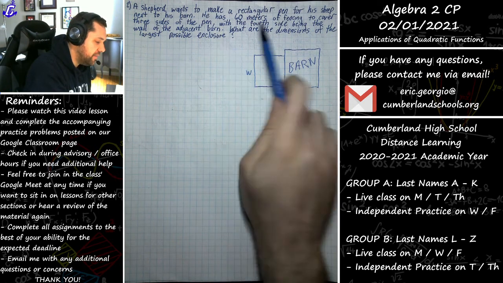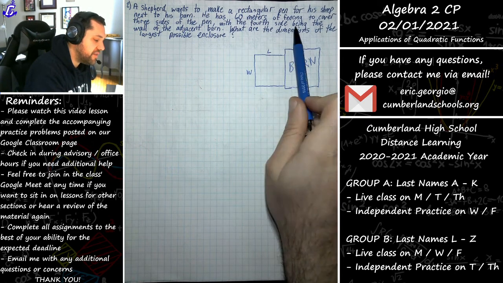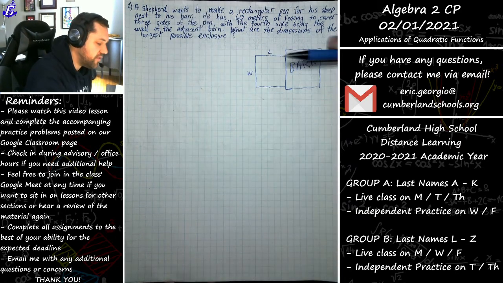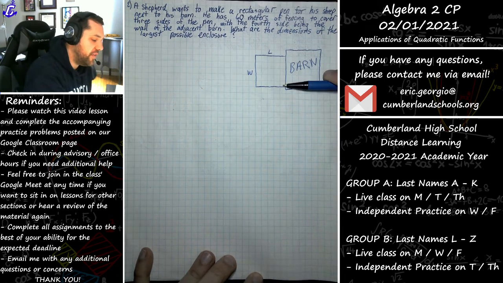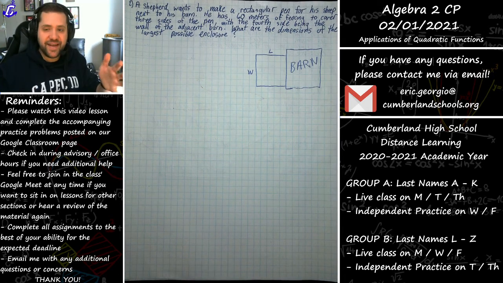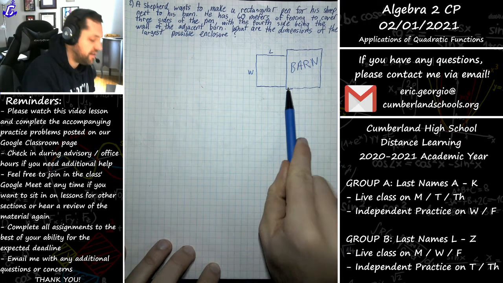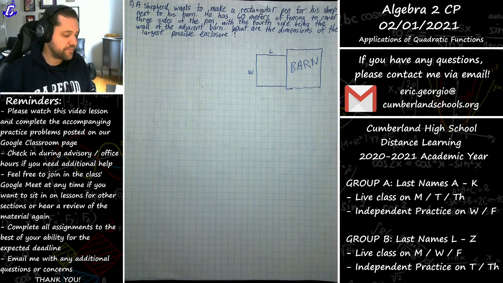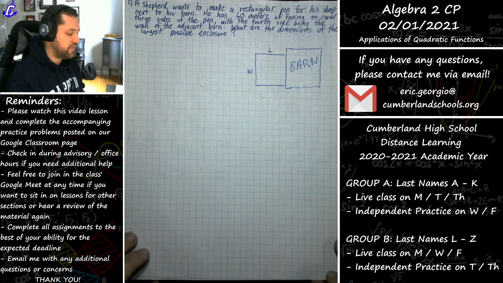It says it right here. He has 60 meters of fencing to cover 3 sides of the pen, with the fourth side being the wall of the adjacent barn. So we don't have to expend resources in order to build this fourth side. We're just building it against the wall. So picture that we have to construct 1, 2, 3 sides. Okay, hopefully that makes sense. And then, of course, we're trying to find what the largest possible enclosure is.